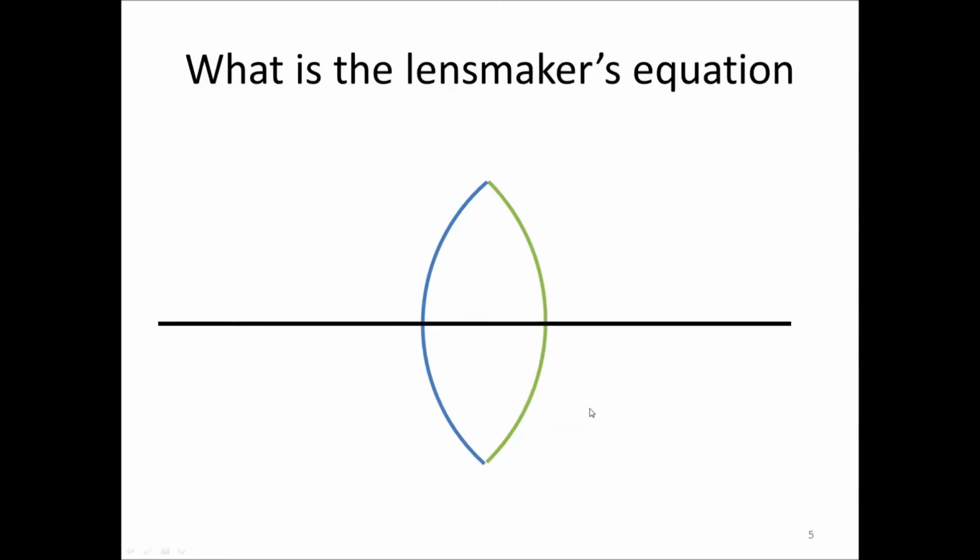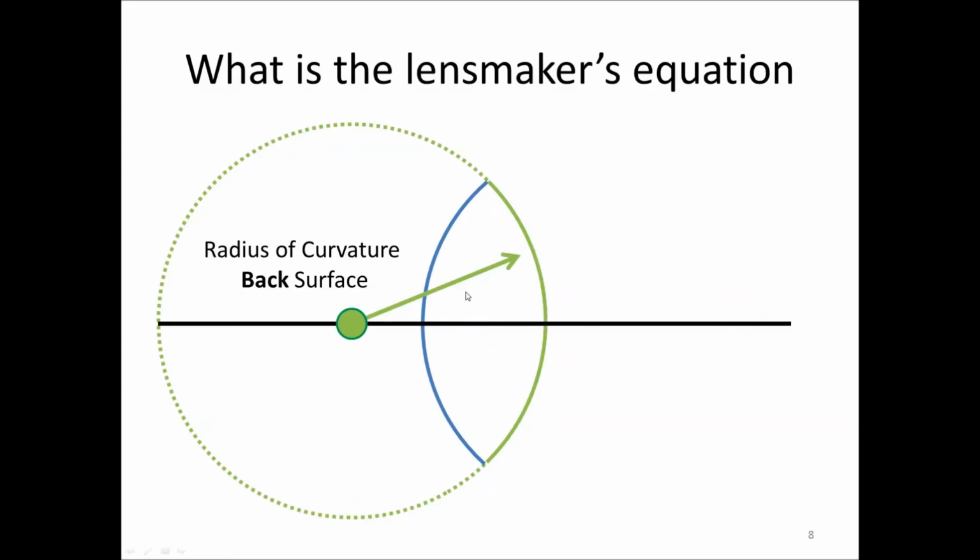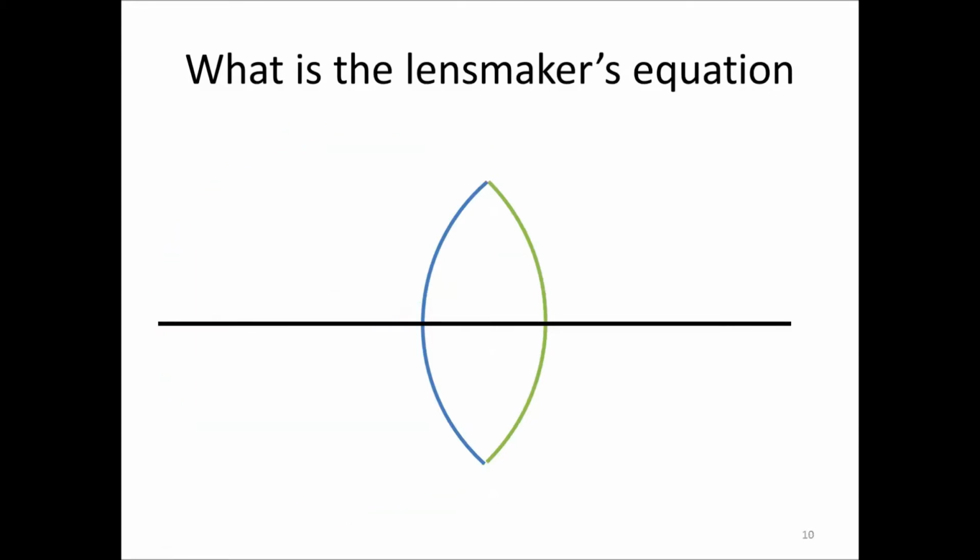Now, if we draw a horizontal axis right through the center of the lens, for this back surface, we can draw out a circle corresponding to this back surface. This circle will have a curvature center corresponding to this back surface, and it'll have a radius associated with the back surface. So this is the radius of curvature of the back surface of the lens, which we will call R2.